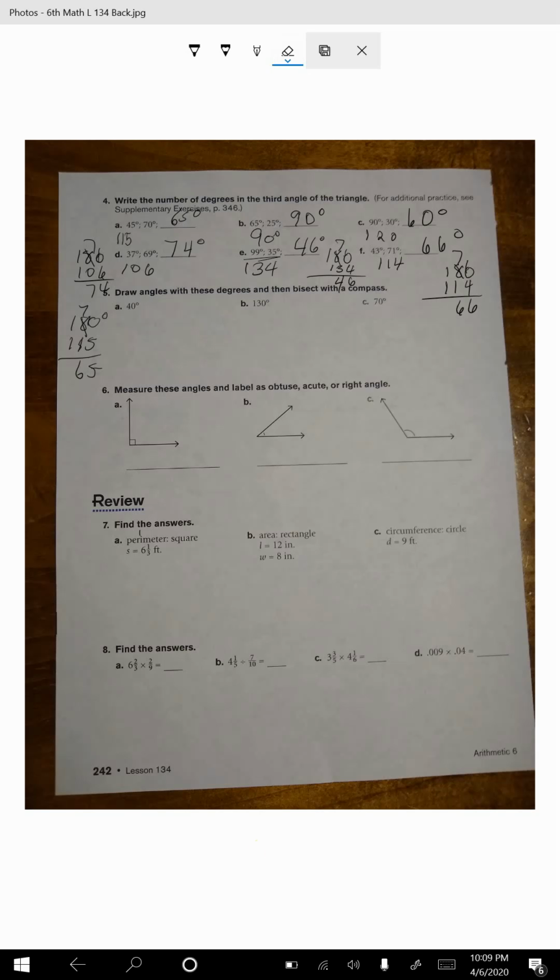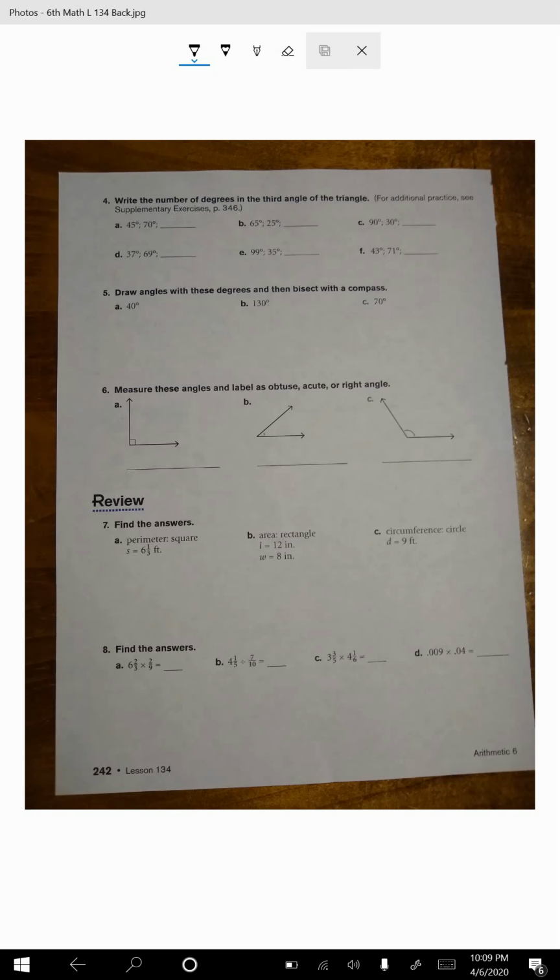Draw angles. Draw angles with these degrees and then bisect them with the compass. Here's the tough one. Let me just remind you how to do it. I'll talk you through one, and then maybe you can do the other two on your own. You can pause if you need to, because you're actually doing it, and I'm just going to talk you through it. Alright, so the first thing we're going to do is draw an angle. I'd highly suggest you just do this on a piece of paper.